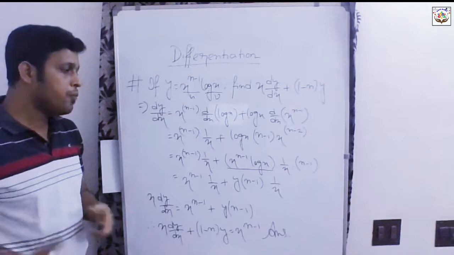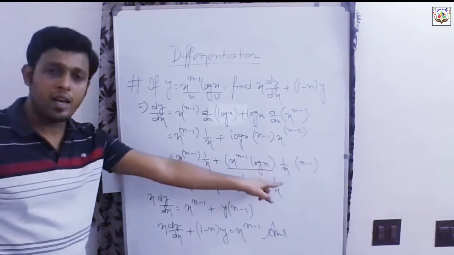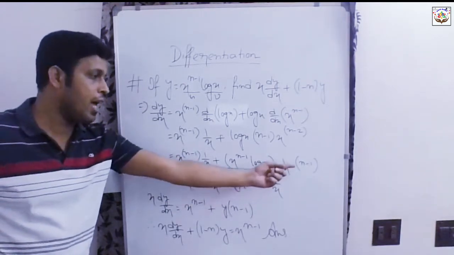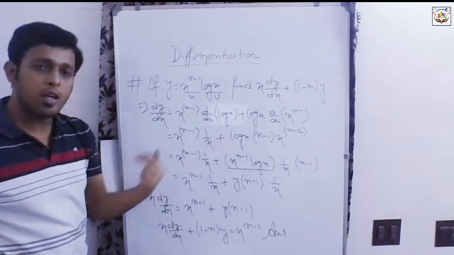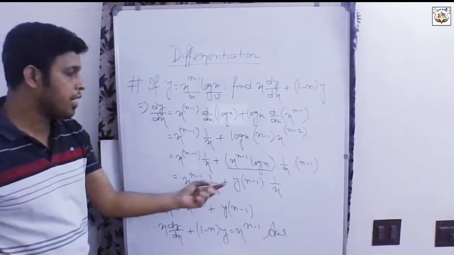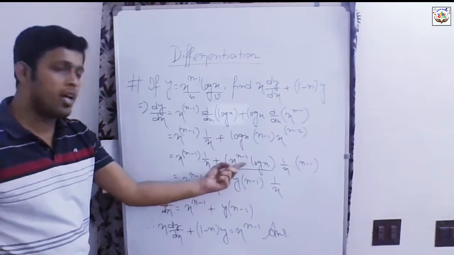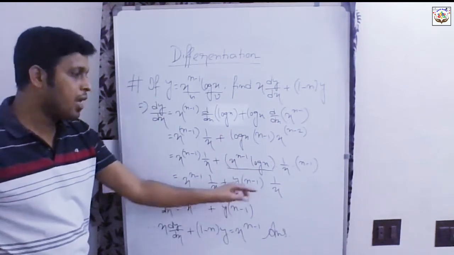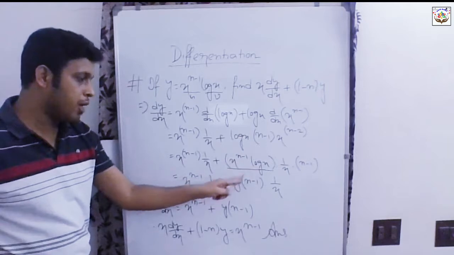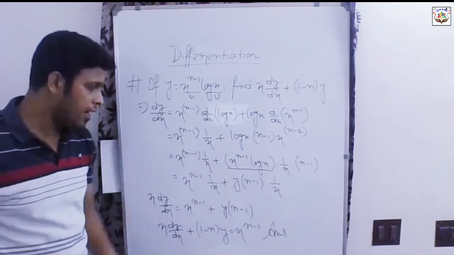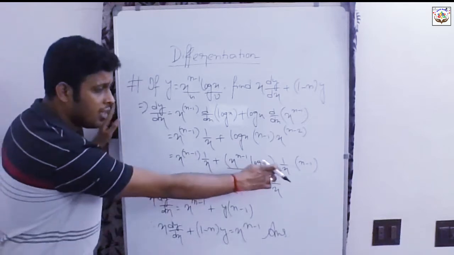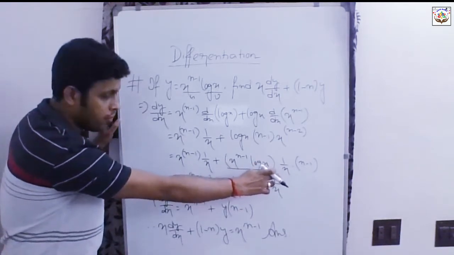So what we can do, we can take 1 by x at the denominator. So we have x to the power n minus 1. We can bring it beside log. So we got x to the power n minus 1 into log x. So we have replaced x to the power n minus 1 log x by y, and n minus 1 as it is, and 1 by x. Right? So both the parts have 1 by x.